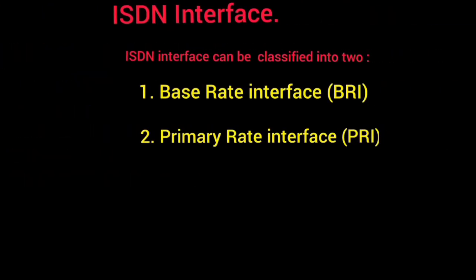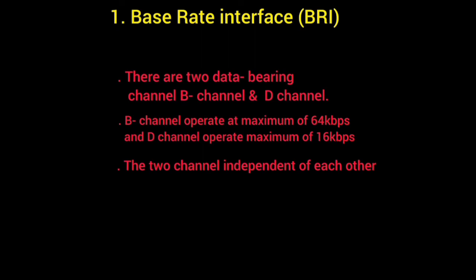Next, ISDN interface. ISDN interface can be classified into, first one, Basic Rate Interface, BRI, and Primary Rate Interface, PRI. The first one, Basic Rate Interface, BRI. There are two data bearing channels, B channel and D channel. B channel operates at a maximum of 64 kbps and D channel operates at a maximum of 16 kbps. The two channels are independent of each other.